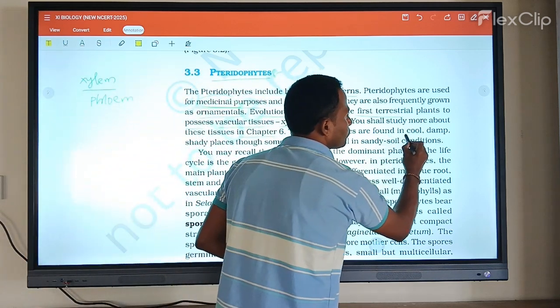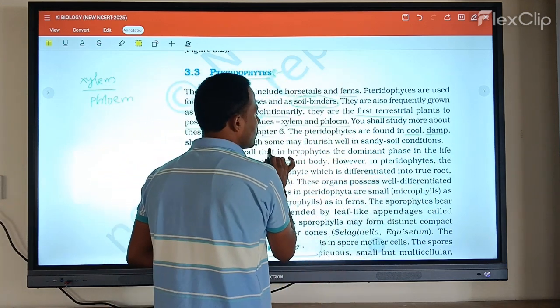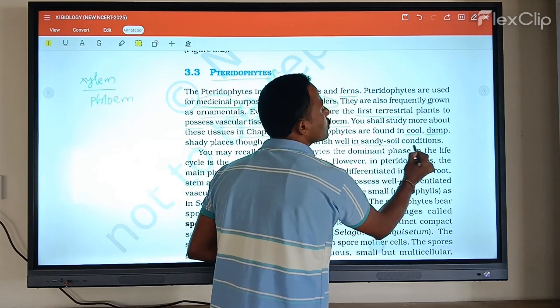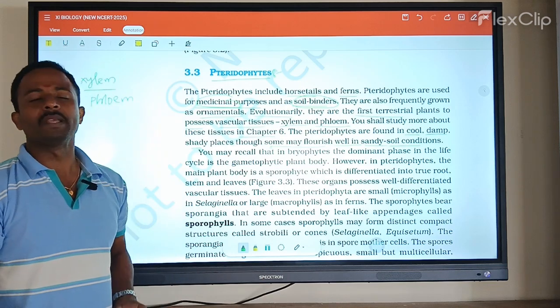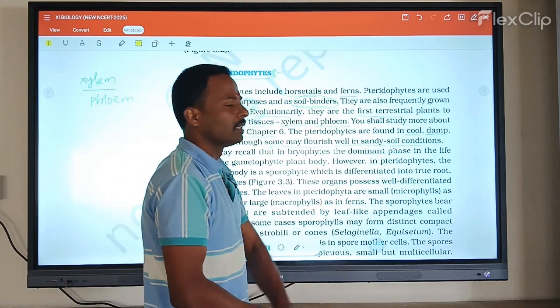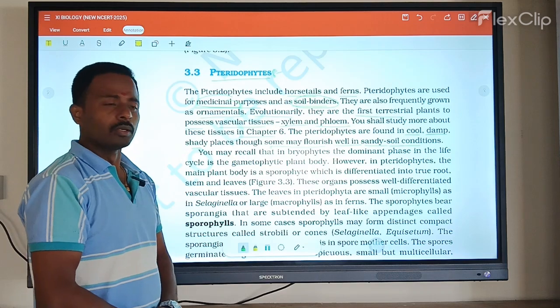Pteridophytes are found mostly in cool places, damp places and shady places. Many of them flourish well in shady soil conditions. So pteridophytes mostly grow in cool, damp, shady places, and they also flourish in sandy soil conditions.